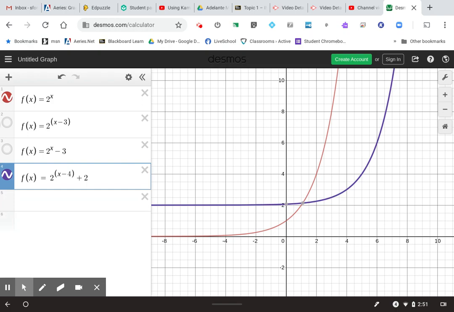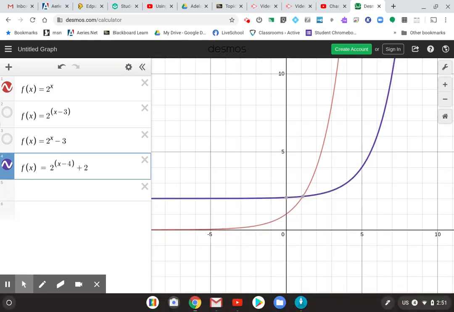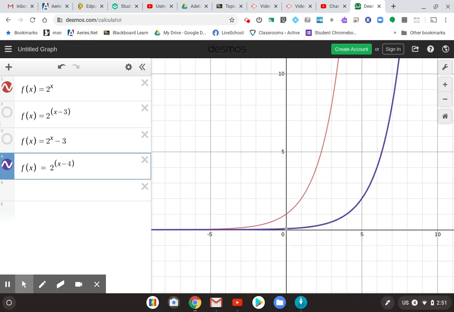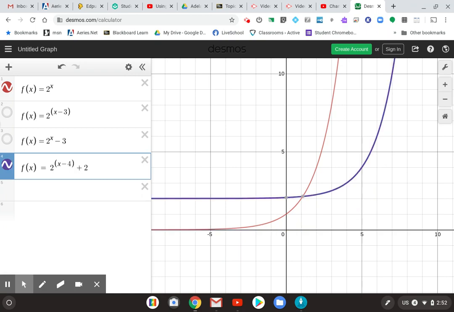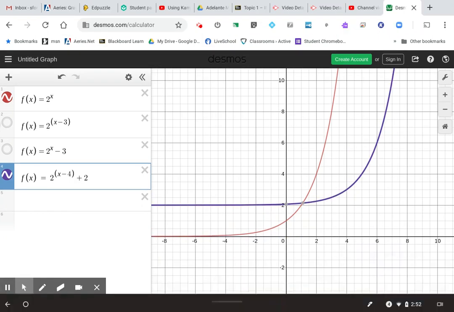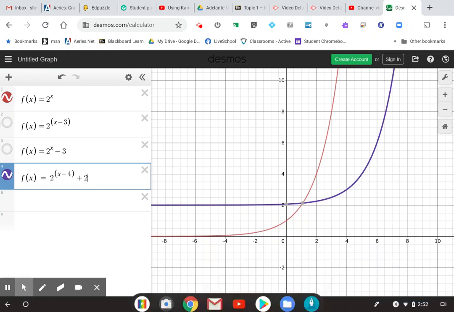And if you can't figure out that, what you can do, and let me see. There we go. If you can always get rid of this and see how it moves. So let me flip my computer around. I can get rid of the plus 2, and we can see it did move to the right 4. And then plus 2 just means it went up 2. Okay, hopefully you guys were able to figure out that.